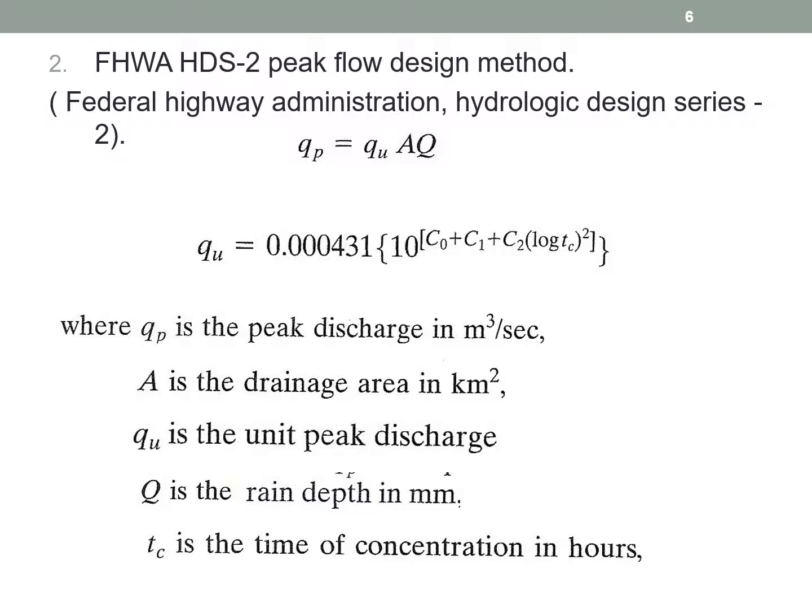Number 2, FHWA HDS 2 peak flow design method, that is for Federal Highway Administration. QP equals QU times A times Q. This formula here, as you see, Q equals this formula. QP is the peak discharge in meters cubed per second. A is the drainage area in kilometers squared. QU is the unit peak discharge. Q is the rain depth in millimeters, and TC is the time of concentration in hours.